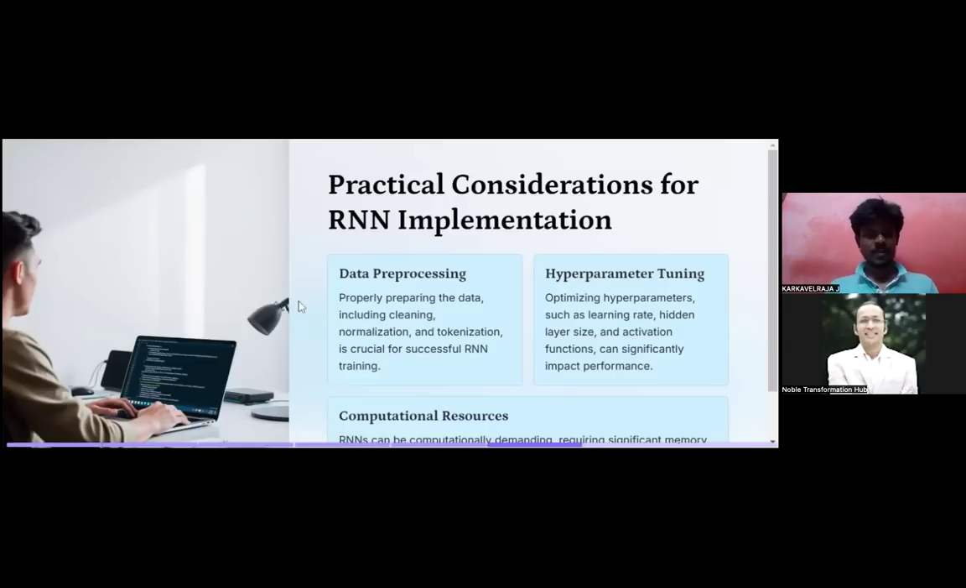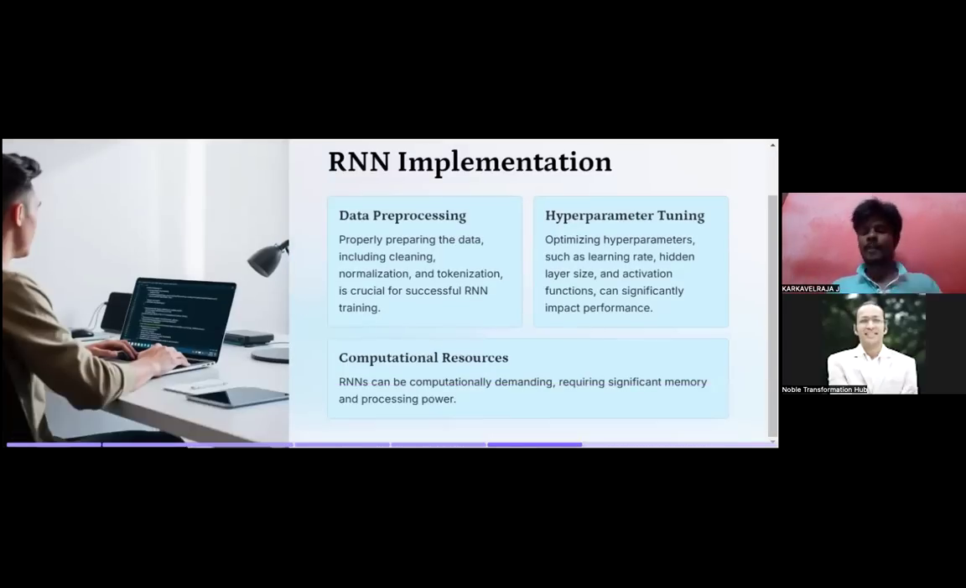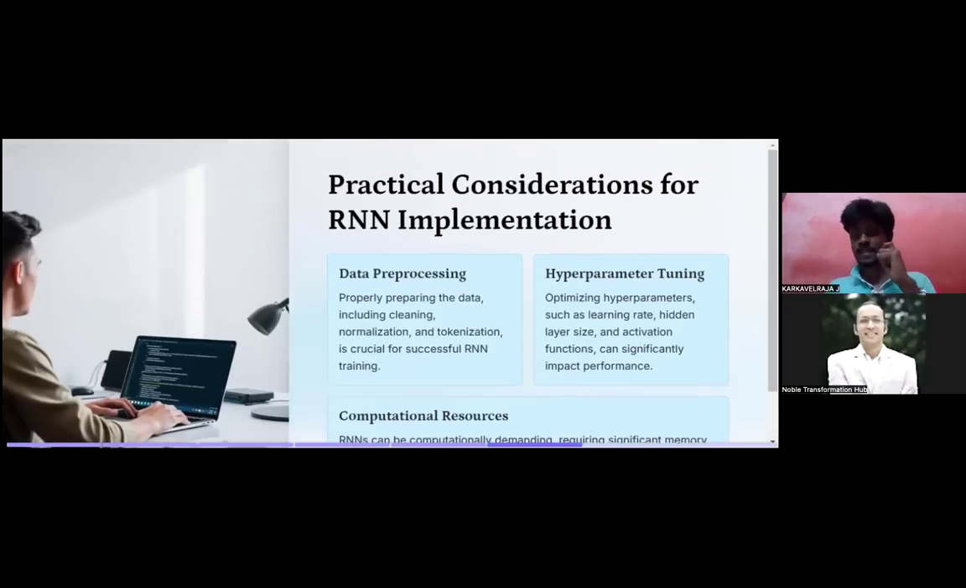Now, moving on, we have computational resources. RNN can be computationally demanding, requiring significant memory and processing power. That's true, because RNN works in a manner where it sees the previous state and also the current state and then gives the output. That's the reason it takes more computational time, power, energy, and resources. So that's why we require computational resources. These are some of the practical considerations for RNN. Okay, sir, over to you.